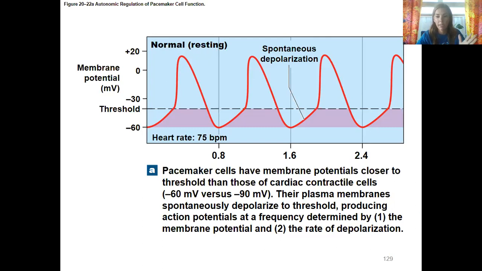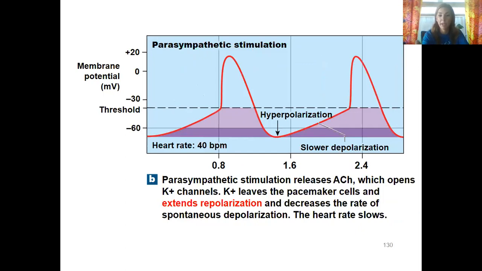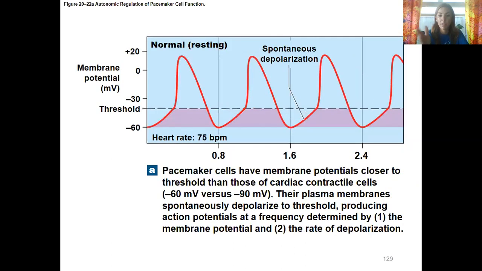It does not look like the cardiac contractile cells that we talked about in part 2. This graph looks very different. So that's why I want you to turn your eyes to the purple area. If you compare that purple area with this purple area, now you can see that there is quite a difference. On this particular chart, this is representing parasympathetic stimulation. This one is normal and resting.